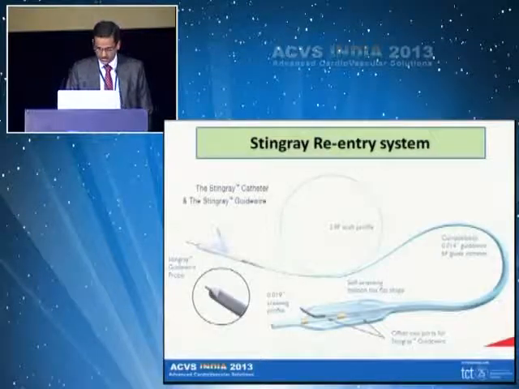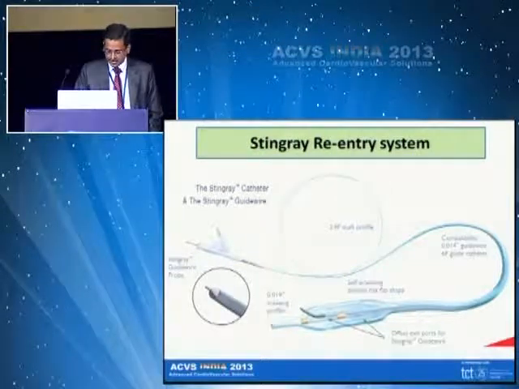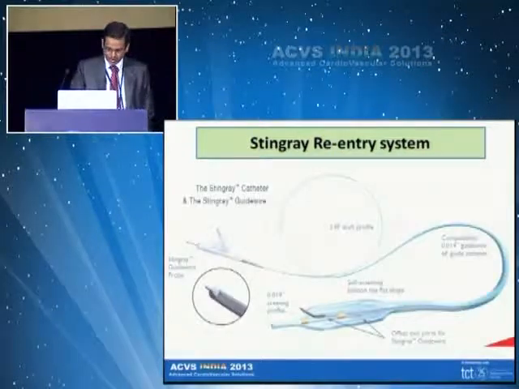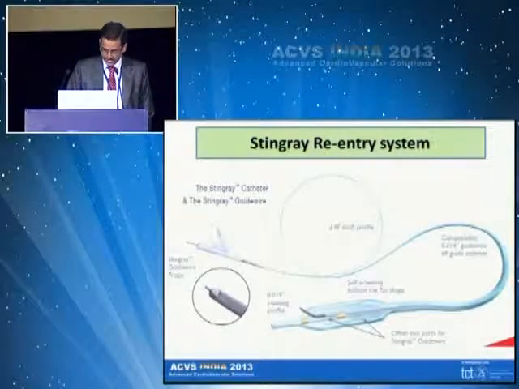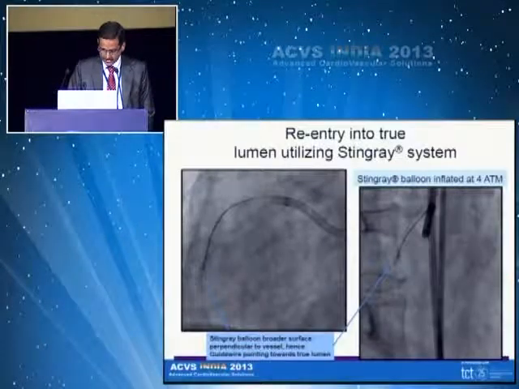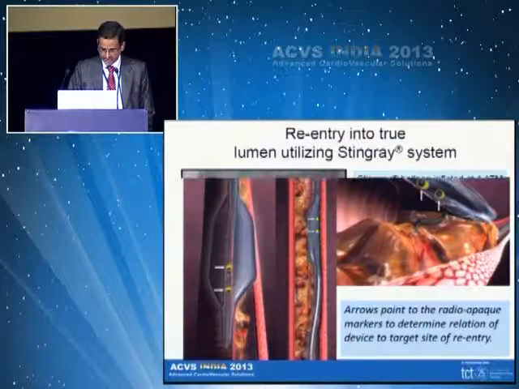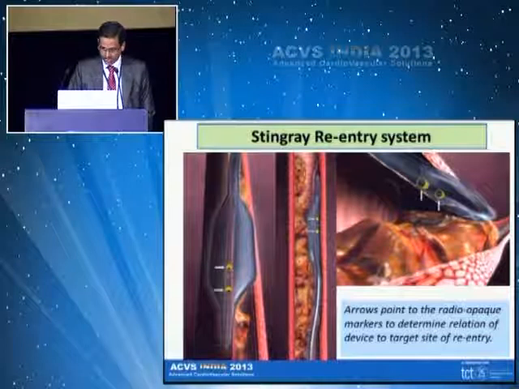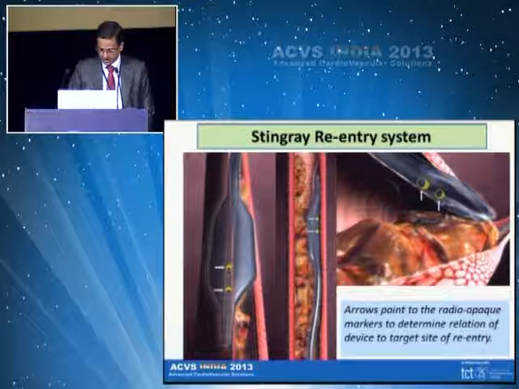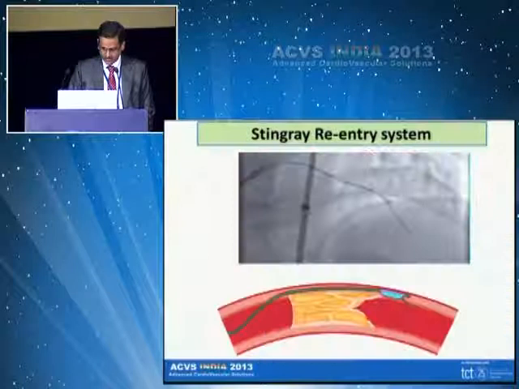The Stingray balloon is a balloon where there is an end hole and a side hole. Once you take your balloon into the subintimal track, you can, from the hole in the balloon, come up with a Stingray wire, which is a stiff wire, and enter into the true passage. This is an example where a Stingray balloon was used, parked in the subintimal passage, inflated, and then a pictorial diagram of how it looks. So the Stingray balloon is in the subintimal passage, and you actually penetrate into the true lumen with a Stingray wire, and then you can exchange it for a routine wire.